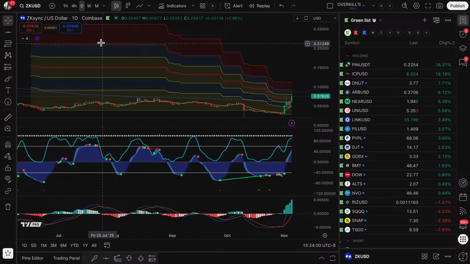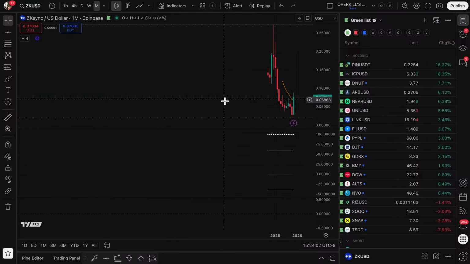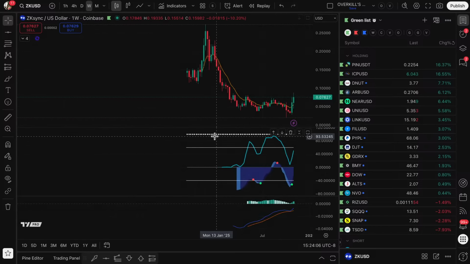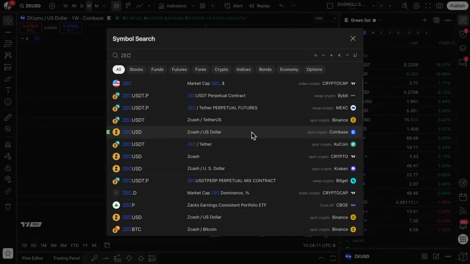That one kind of looks like ICP a little bit. Big old candle there. Holy cow. So you're seeing some of these altcoins, right? People are saying altcoin season, it's not coming. Right, but look at Zcash.